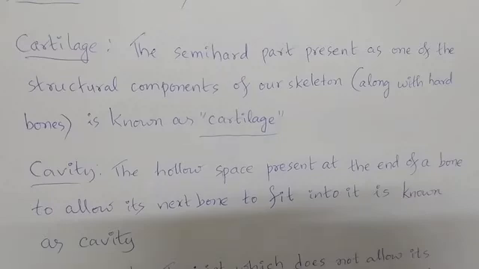Next, cavity. While learning about ball and socket joint, we have come across this word, cavity. It is a hollow space present at the end of a bone to allow its next bone to fit into it so that a joint is made. That is known as cavity.